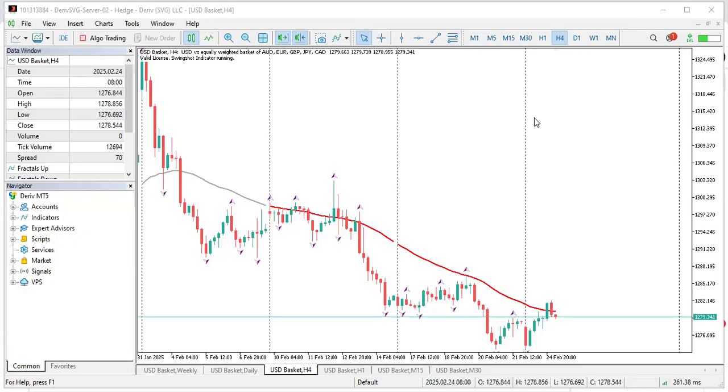Right, so welcome back to this week's market preview. As usual, we'll dive into what to expect in the coming week, especially as it concerns the USD.